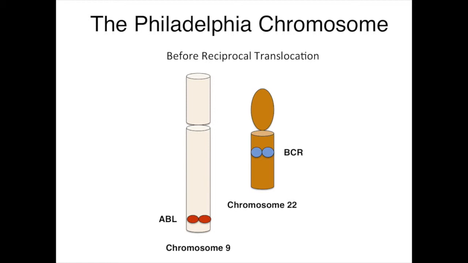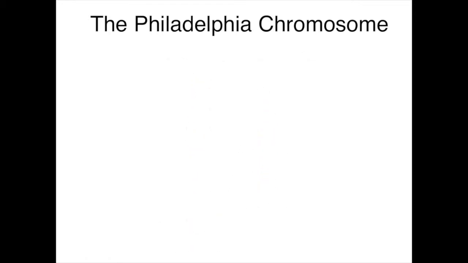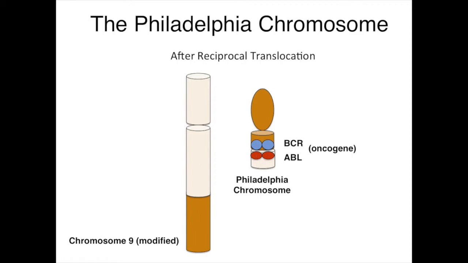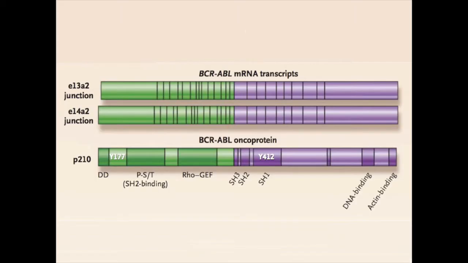The CML condition arises from a genetic abnormality known as the Philadelphia chromosome. This is caused by a reciprocal translocation between chromosomes 9 and 22, giving rise to a unique fusion gene, BCR-ABL. This hybrid gene is transcribed to form mRNA molecules that contain one of the two BCR-ABL junctions, E13A2 and E14A2. Both these molecules are translated into the P210 oncoprotein.